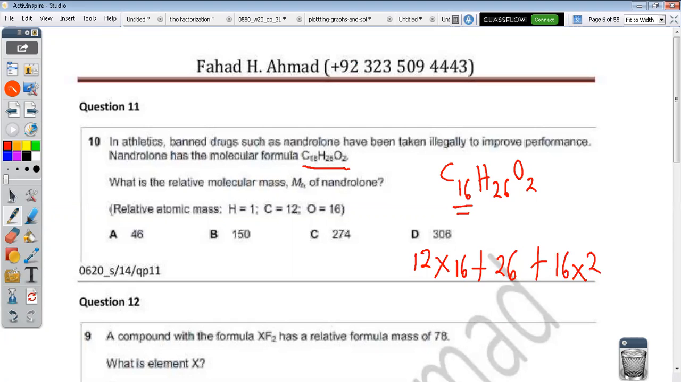Mufaro, are you there? Is he muted? So what answer do you get? 250. Let's see.